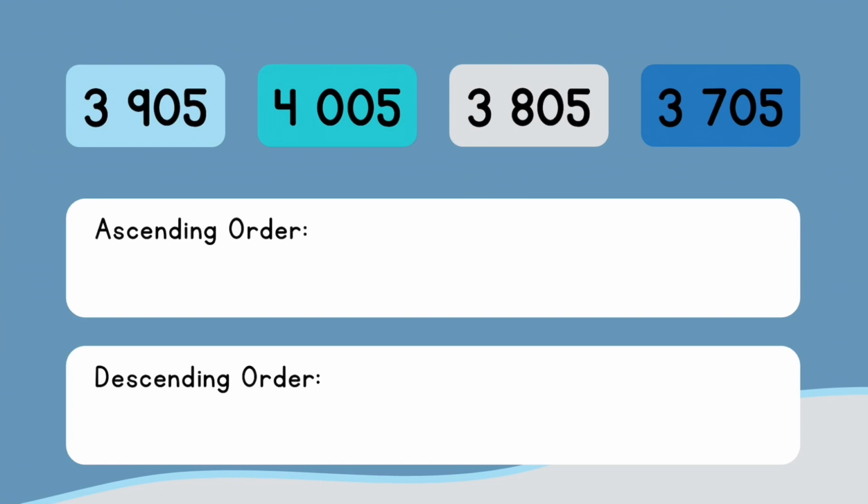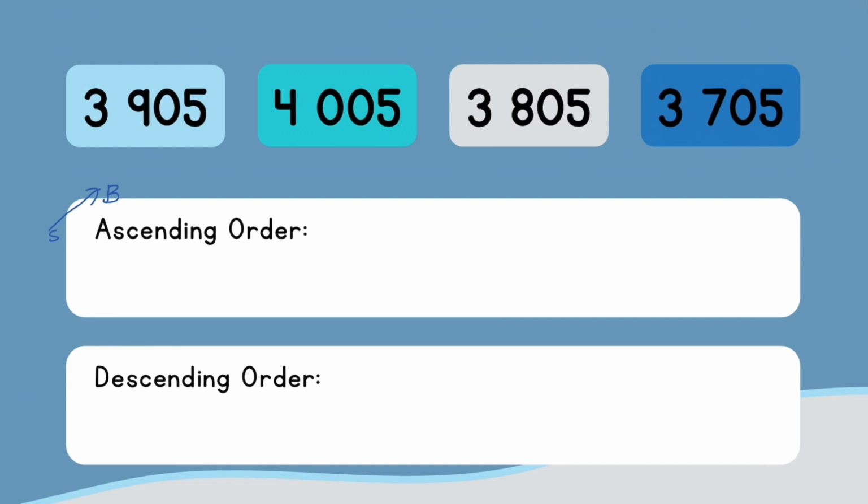Now let's move to the next example here. We have four number cards: 3905, 4905, 3805, and 3705. Again, arrange these numbers according to ascending order and descending order. For ascending order, it's from small number to big number. So let's find which is the smallest number here. We compare the thousands first. For the thousands place value, we have 3 and 4. Directly we know 3 is smaller than 4.